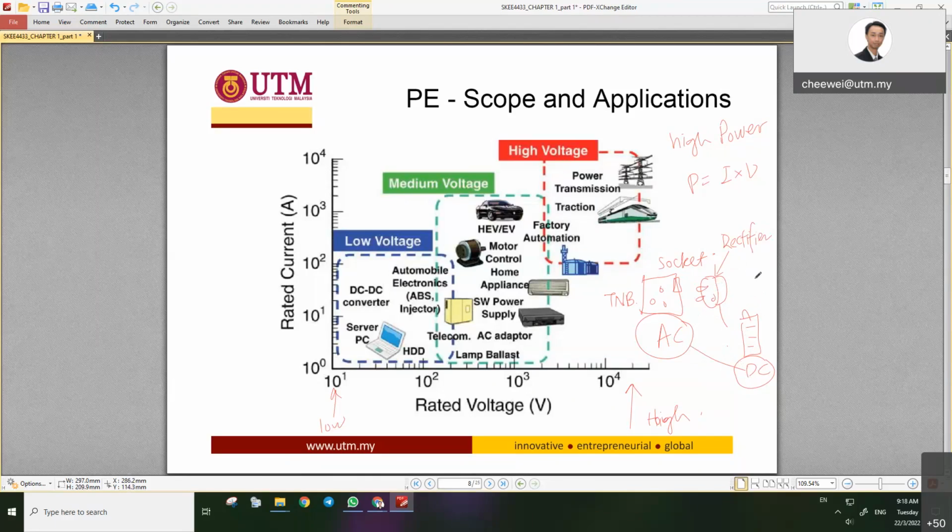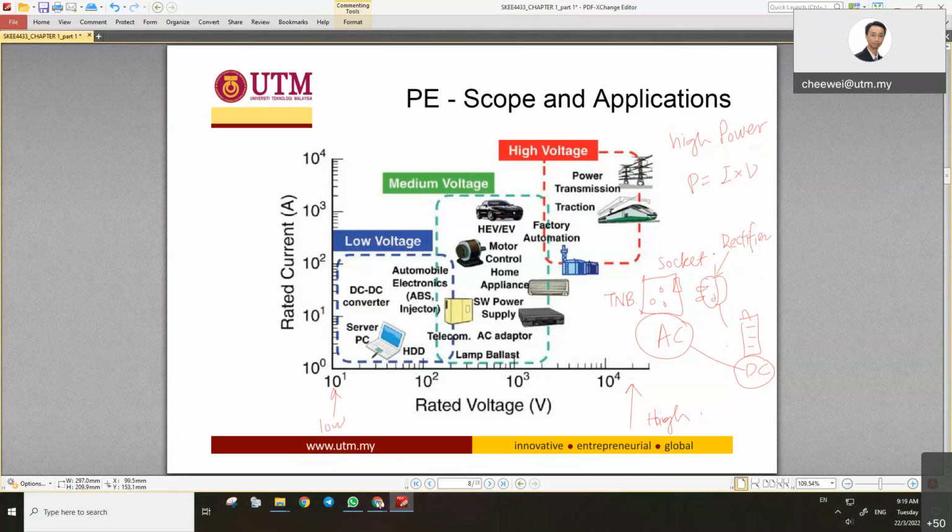USB charging, mini USB or USB-C, charges your mobile phone's battery at about 5 volts. So that is power electronics. This power electronics happens inside the charger itself. That is the one that you always use every day.